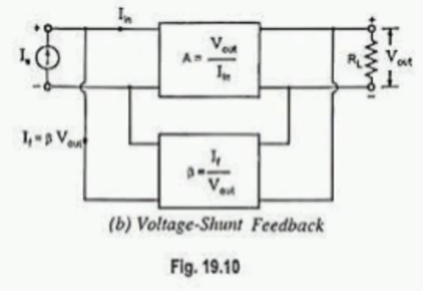Conversion efficiency is the ability of power amplifier to convert DC power into AC power. Eta equal to PAC by PDC into 100%.